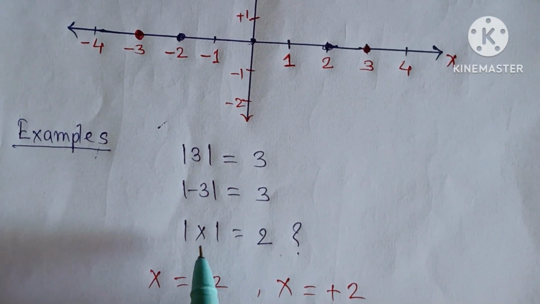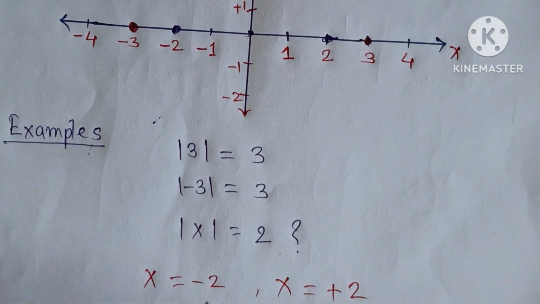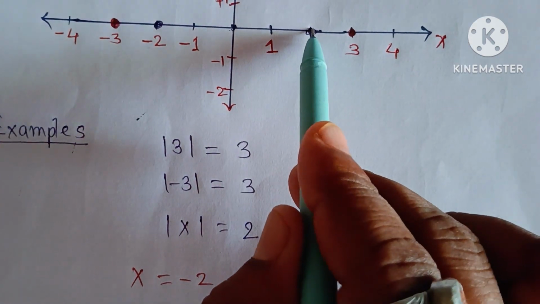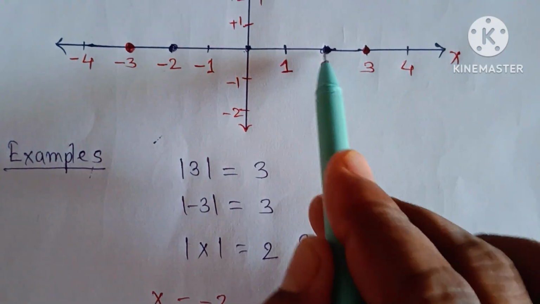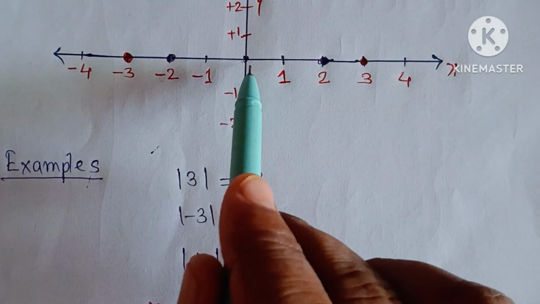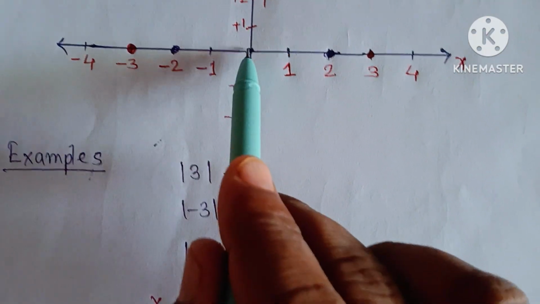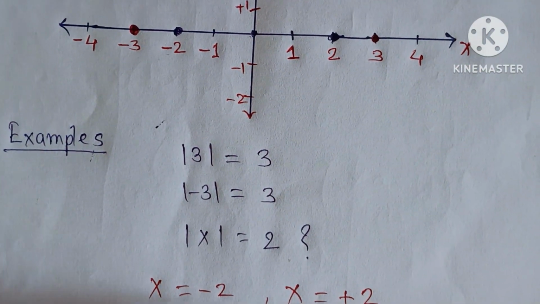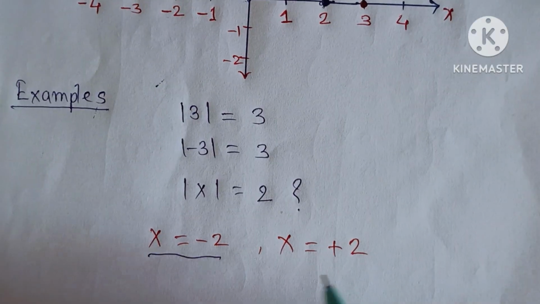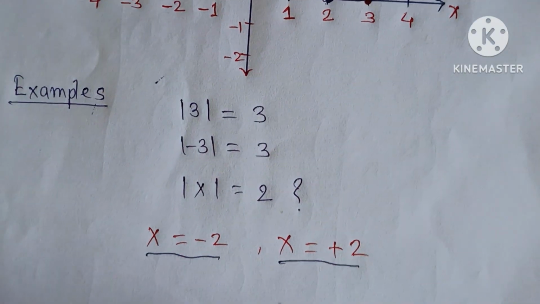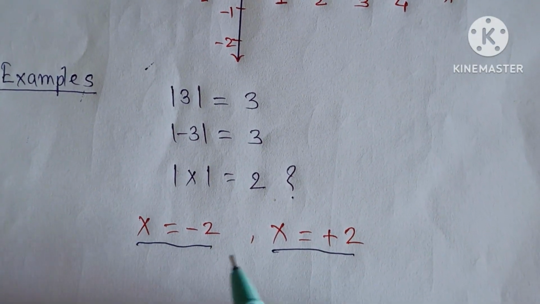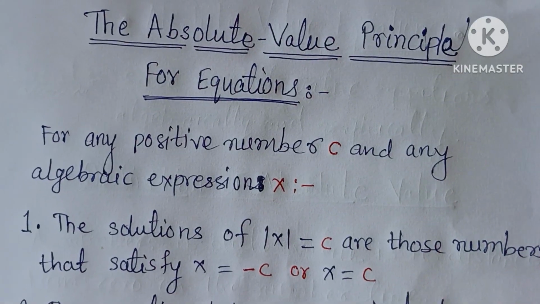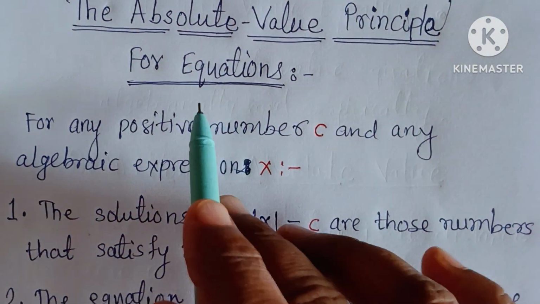So the value of x is equal to 2. The value of x from 0 to this 2 is +2, and the value of x from 0 to -2 is -2. So x is equal to -2 and x is equal to +2. These are the absolute values of x. Distance cannot be negative.